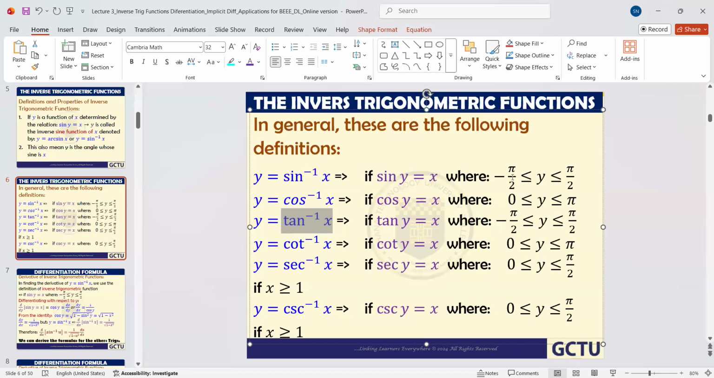Now, also remember that in trig, we are dealing with angles. So you must know the range of the value of y. For the sine function, it is from minus pi over 2 to pi over 2, cos is 0 to pi, tan is from minus pi over 2 to pi over 2, cot is from 0 to pi, and then sec is from 0 to pi over 2, cosecant and all that. So all these angles we should be familiar with.